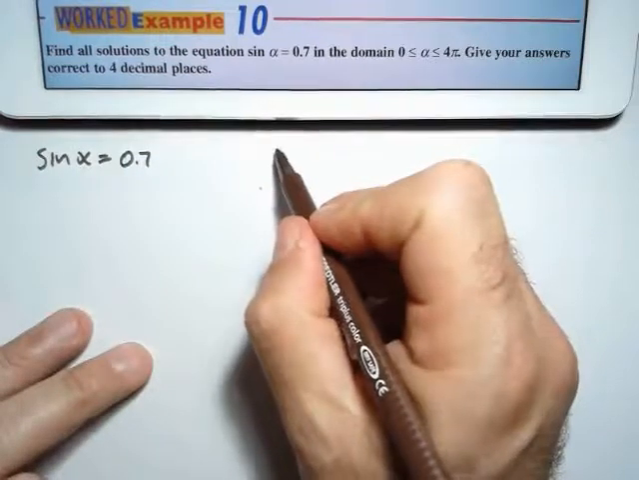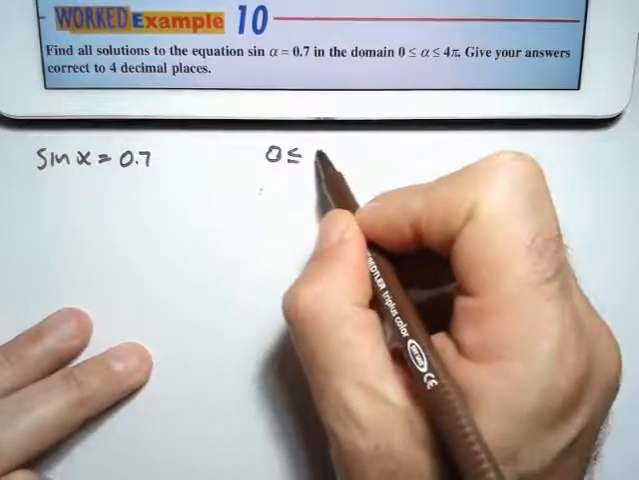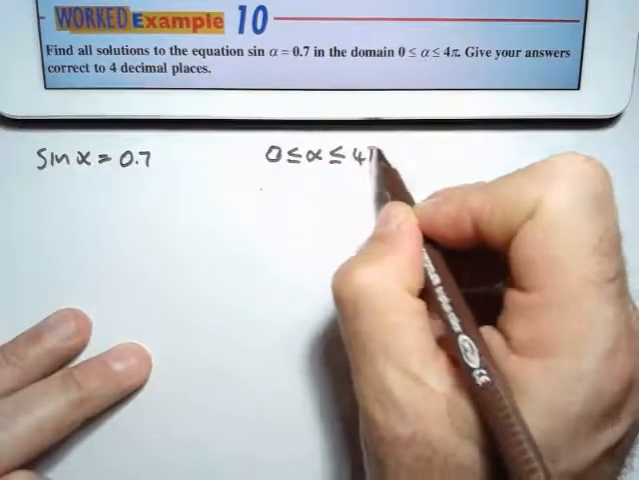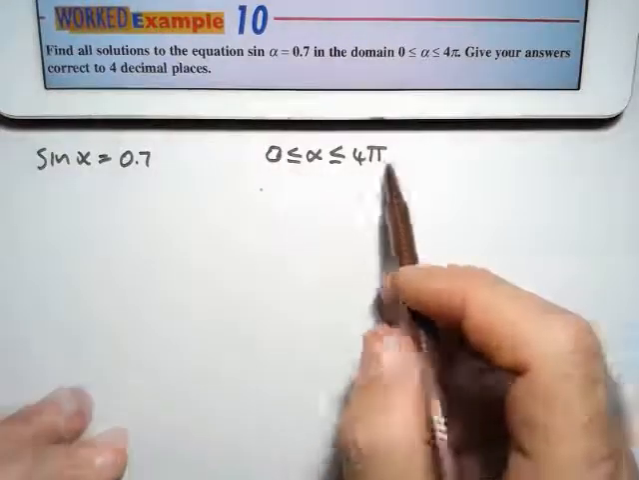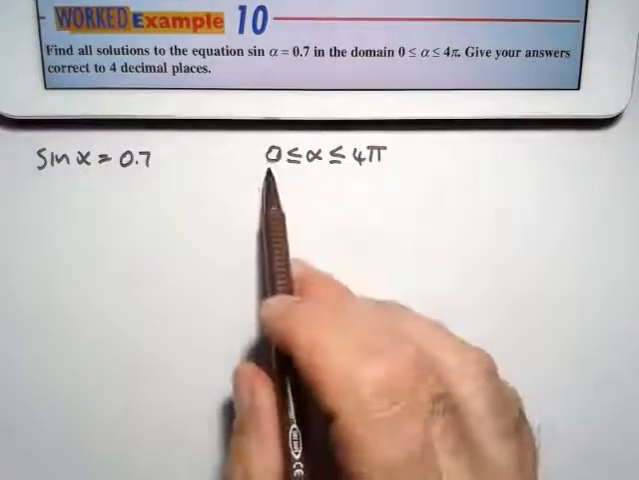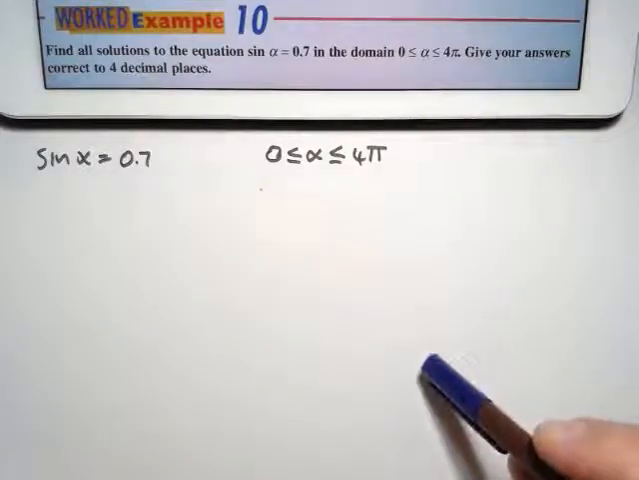I'm also going to write down what my domain is, and this will become very important when we get to harder questions: less than or equal to 4 pi. So the first thing you need to realize is that we are working with radians, so set your calculator to radians. Second, I'm working with more than one rotation. In other words, the domain goes from 0 to 4 pi.